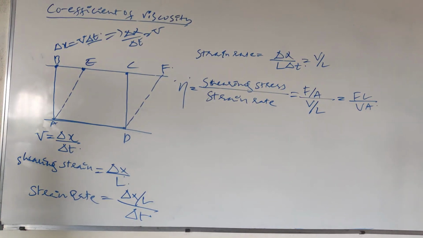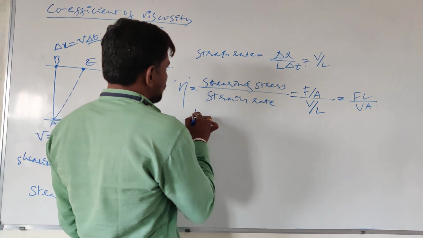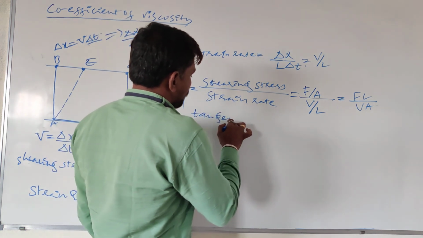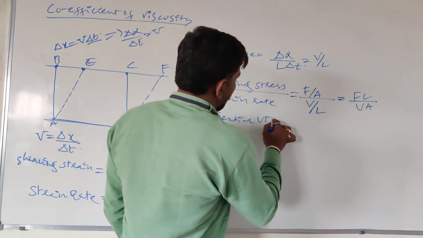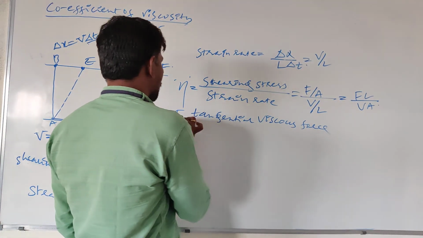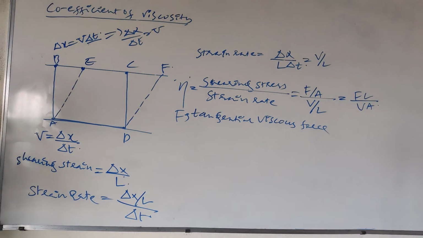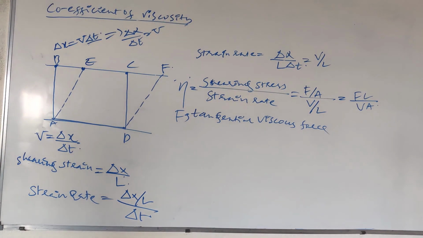In this case, F is our tangential viscous force. Got the picture, right? So A is the area of the layer.